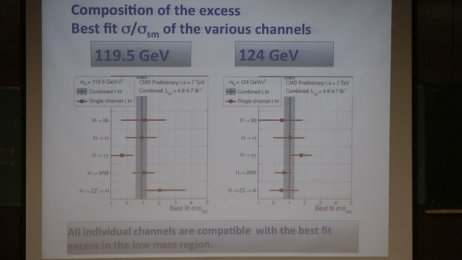There are 5 measurements that are statistically very little correlated, except for how you calculate backgrounds, so you have to be careful. But there you are. Okay? So all individual channels are compatible with the best fit excess in the low mass region, whether you attribute it to this or to this. Okay? So I find this a very nice plot to show for how we've got these 5 channels.